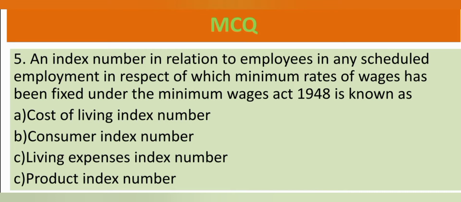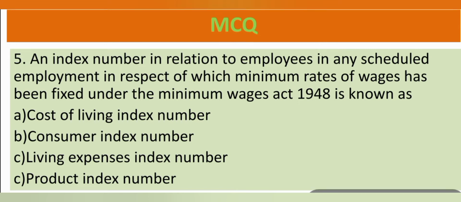So we shall continue with question number 5. An index number in relation to employees in any schedule employed in respect of which minimum rates of wages has been fixed under the Minimum Wages Act 1948 is known as. The index number we are mentioning is actually the cost of living index number. So the correct option for question number 5 is option A, cost of living index number, and on this basis only the minimum rates of wages are fixed.